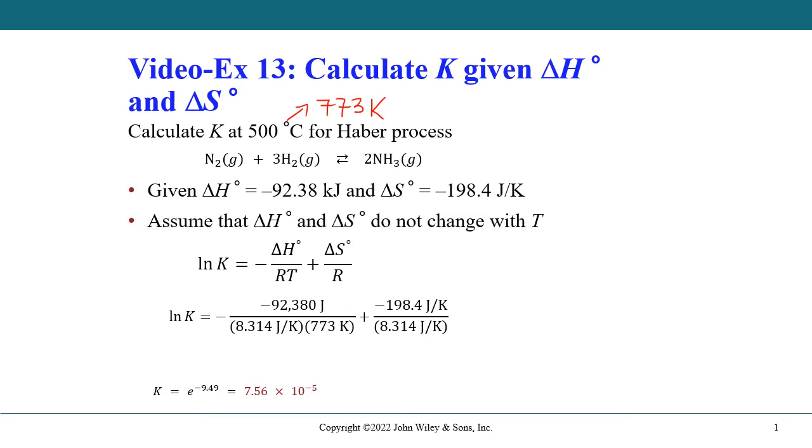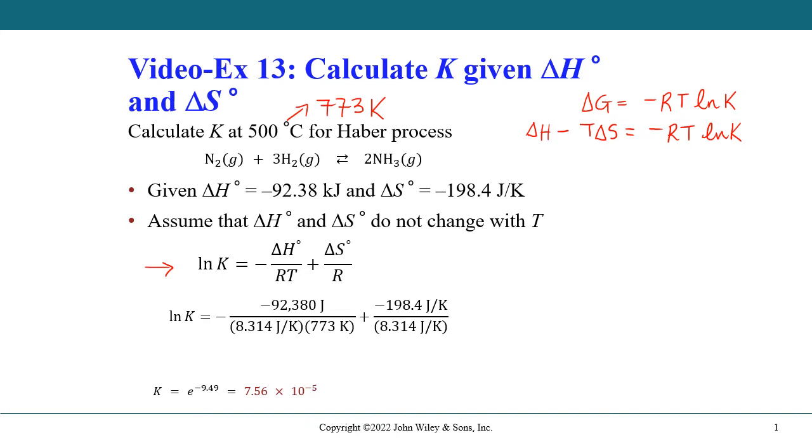Okay, so we also need to assume that delta H and delta S do not change with temperature in order to do this problem. And then they end up with this funny equation here, and you say to me, Prof, where did this thing come from? Well, remember, delta G is equal to minus RT ln K. But we're given delta H and delta S, so therefore we need to use the Gibbs equation, which says delta H minus T delta S is equal to minus RT ln K. Okay, so then in order to get ln K, I divide both sides by minus RT.